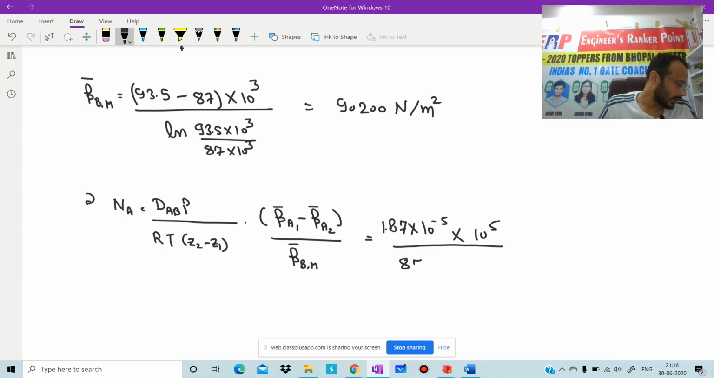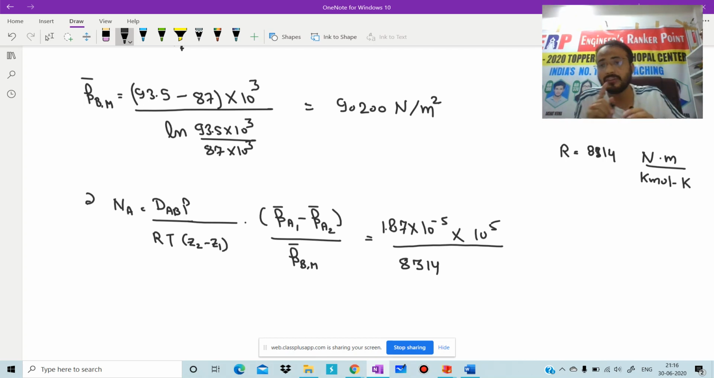That will be 8314. Now most of you are confused, sir, why this one? The value of R is equal to 8314, and the unit will be 8314 Newton meter per kilomole per Kelvin. If you take 8.314, then it is in terms of joule. If you take calorie, then 1.9902. If you take atmospheric pressure, then you will take 0.08321. Is it clear? There should be no doubt in all these concepts.